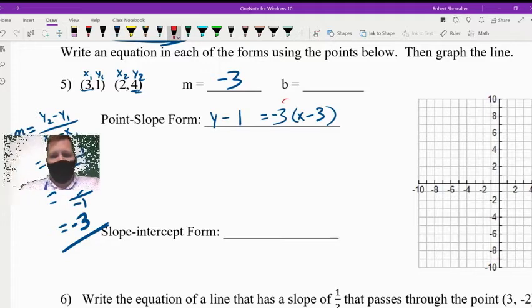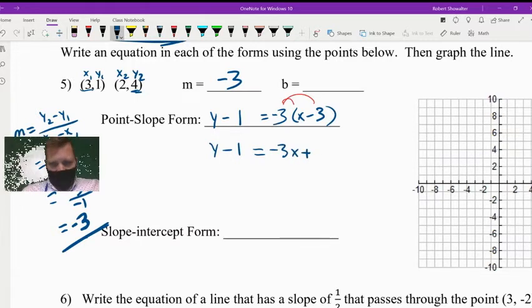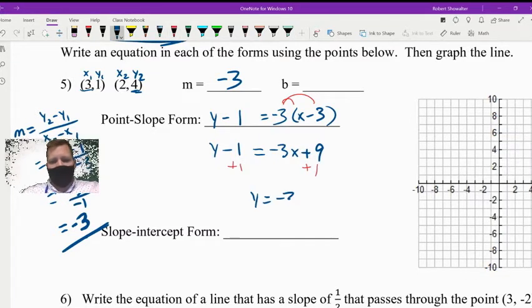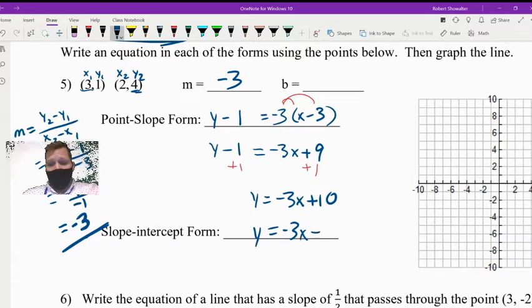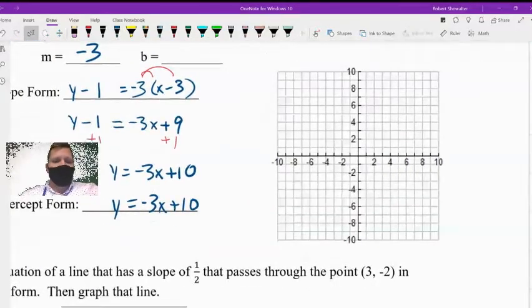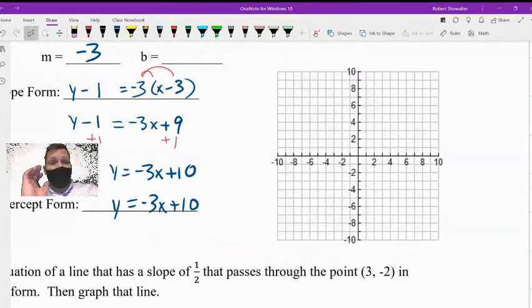To do that, we're going to convert this by distributing the -3. So we get -3x plus 9 minus y. Then we're going to add 1, and we get y equals -3x plus 10. This becomes our slope intercept form. And the great news is no matter which one of these two we use to graph, we're going to get the same line. And I'll illustrate that for you.